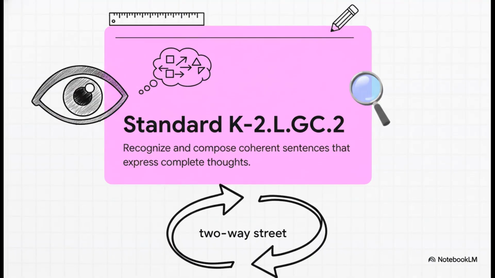And here it is. Now, notice those two key verbs, recognize and compose. That tells us right away that our job is twofold. First, we have to be reading mentors, helping our students spot complete sentences out in the wild, in the books they read. And second, we have to be writing coaches, guiding them as they build their own. See? It's a two-way street that connects reading and writing.